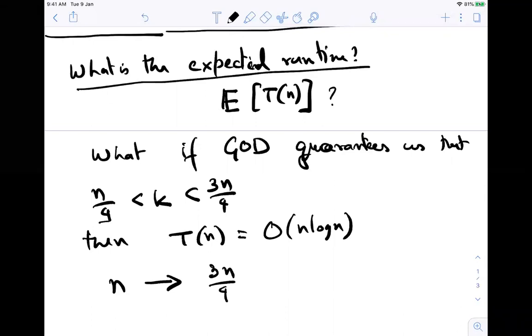So you can always prove that every time you apply this one partitioning technique, the size would go down by a factor of 3 by 4. The next time you do it, it will become 3 by 4 whole square times n. And you continue like this. So it's kind of a tree, right?